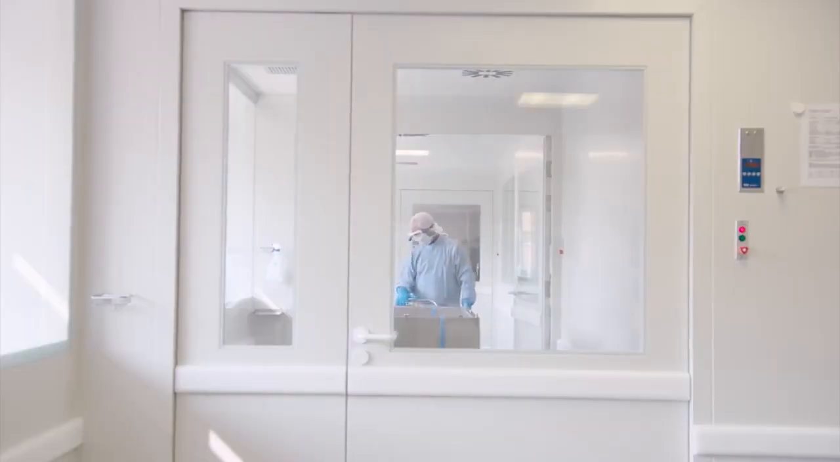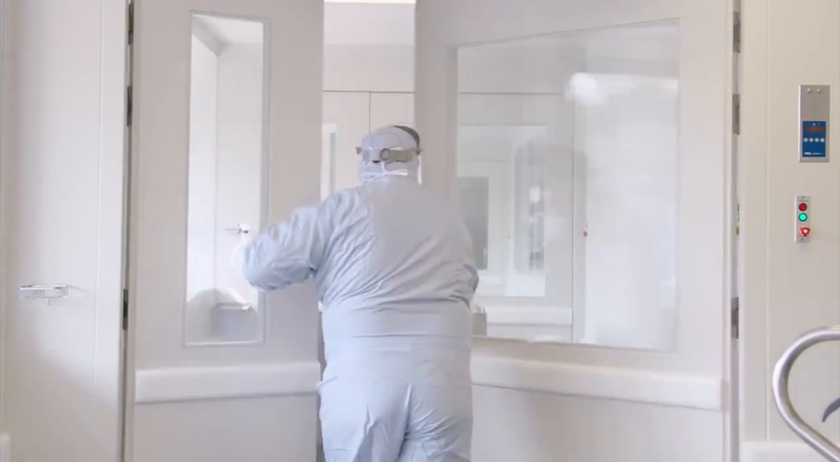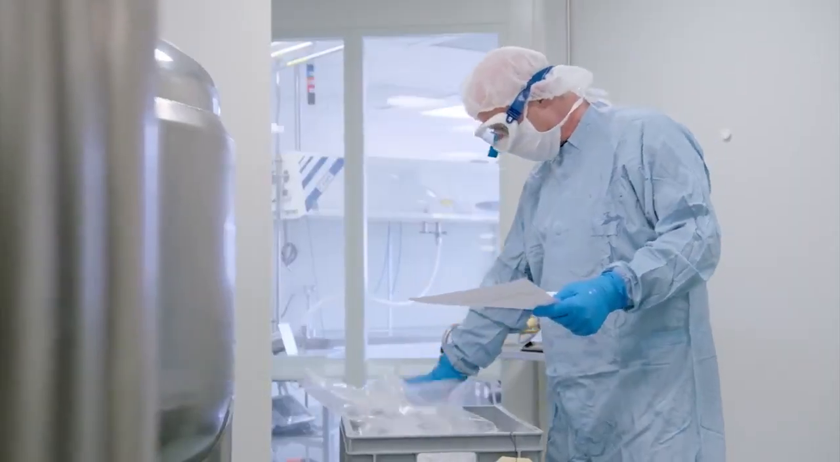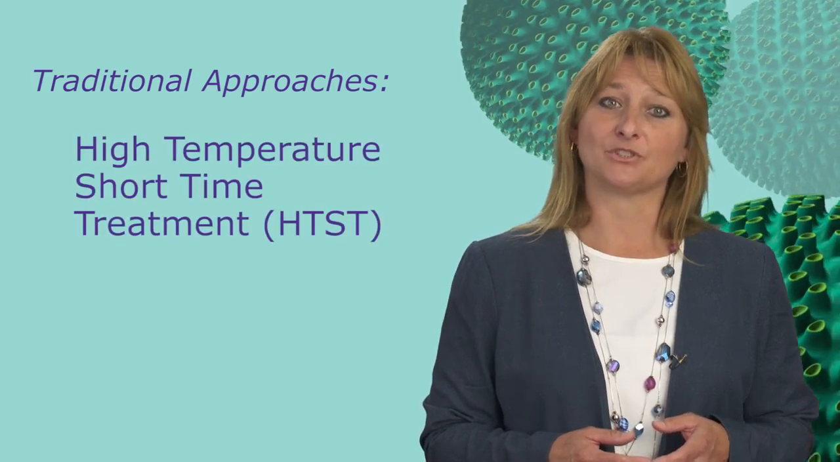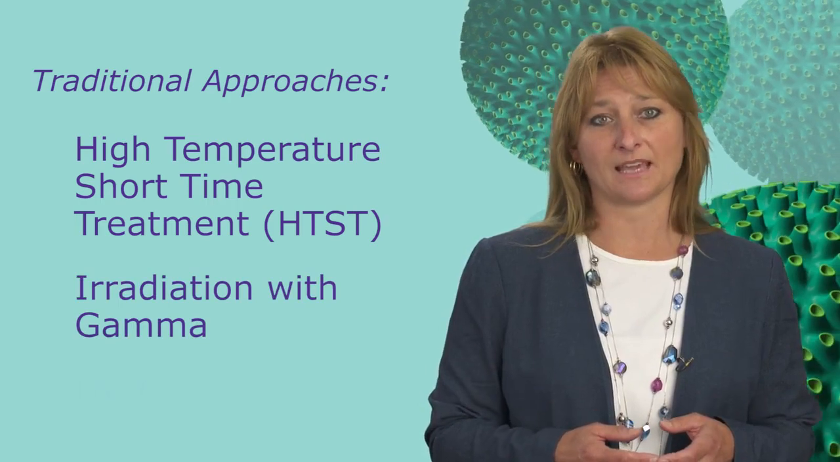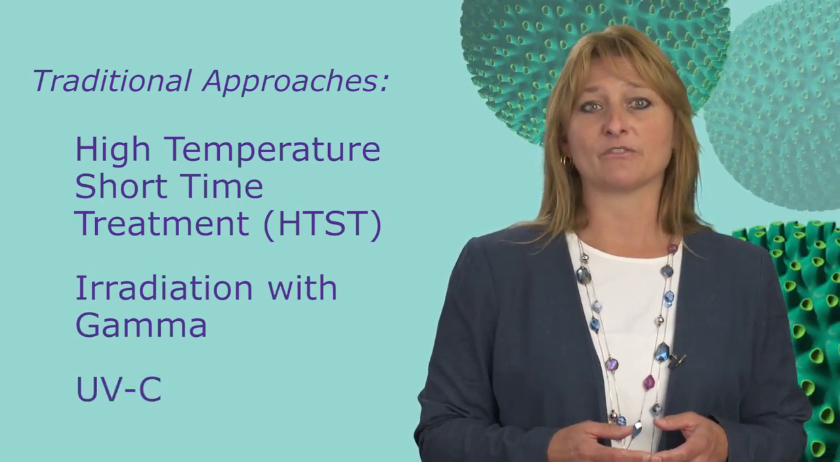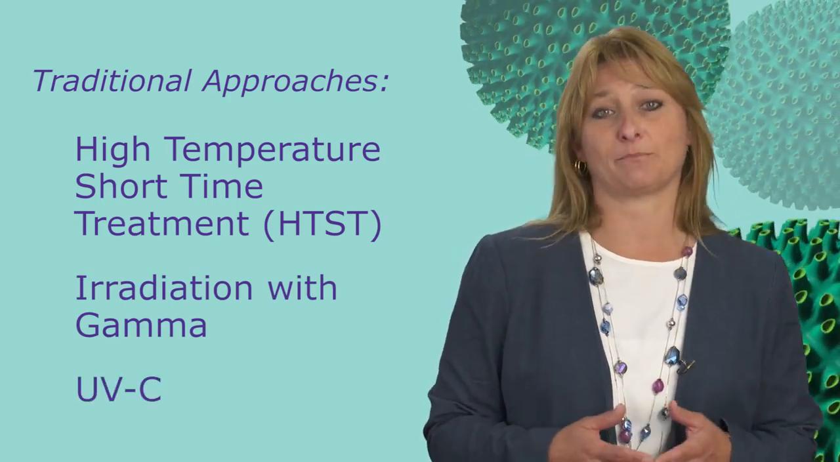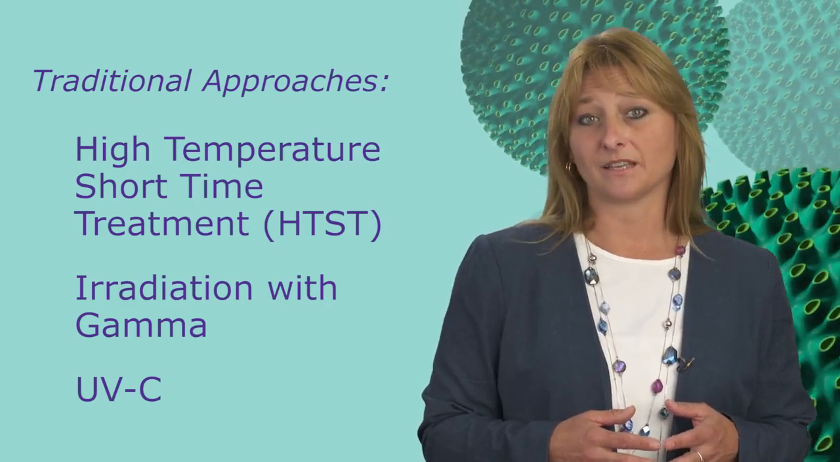One way to prevent virus contamination is to pre-treat these components to inactivate or remove potential virus contaminants. Traditional approaches include high-temperature short-time treatment, also known as HTST, or irradiation with gamma or UVC. However, these require significant capital investment. More recently, there is a more cost-effective approach.